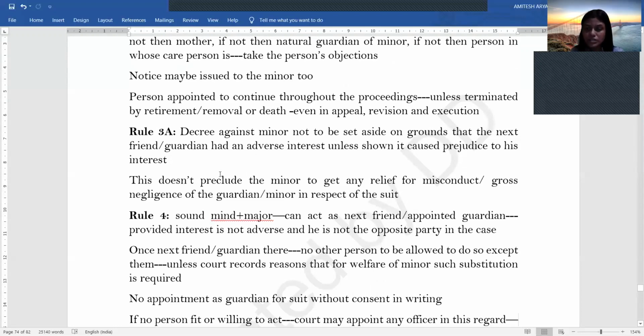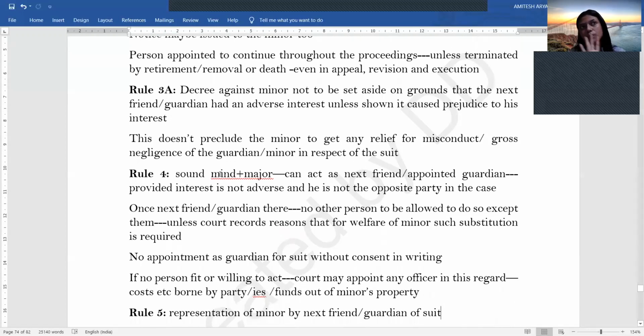Now, Rule 4 says that the person should be of sound mind and a major to act as a next friend or to be appointed as a guardian, and provided his interest is not adverse and he is not the opposite party in the case. Even though I do not have an adverse interest to you, but I'm the defendant of the case, that will not allow me to become a guardian for such a minor.